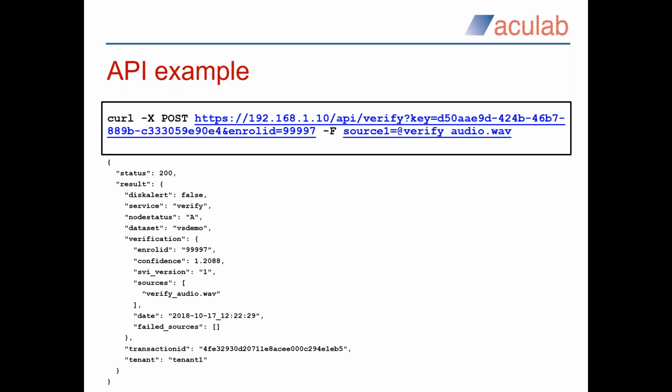And once VoiceSentry has processed the audio, a JSON response will be sent back containing the verification confidence. Any response above 1 means VoiceSentry has correctly verified the user.